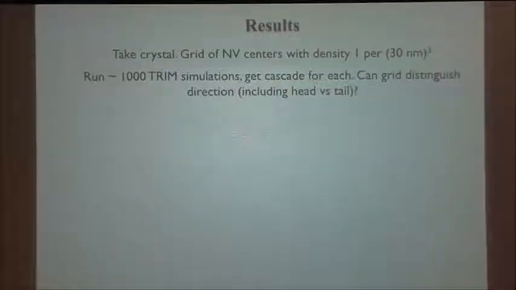So let me give you a quick result of where we think we can get. This is what we did. We took a crystal, put a grid of NV centers, density is 1 per 30 nanometer cube. We ran about 1,000 TRIM simulations, got a cascade for each, and then you can ask, can this grid distinguish the direction and tell you head versus tail, things of that sort? This is all just simulation. We haven't built a detector or any of this.